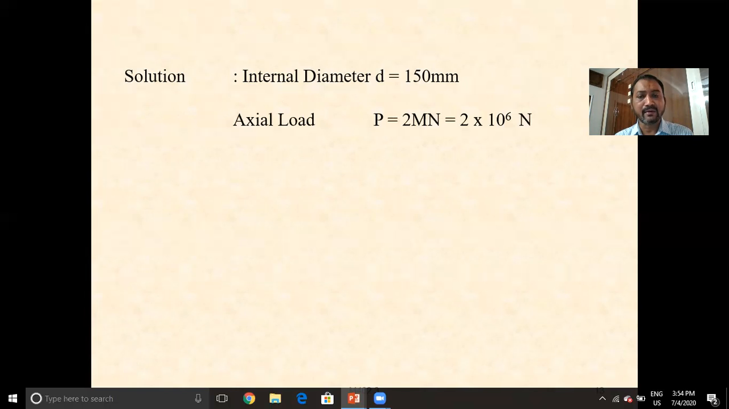Axial load P is equal to 2 meganewtons. Mega means 10 power 6. It is a suffix in SI units. So 2 into 10 power 6 newtons.